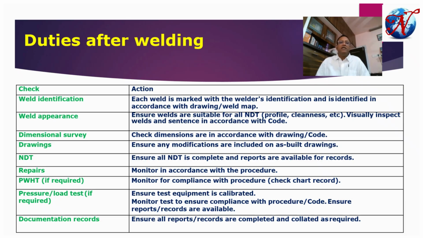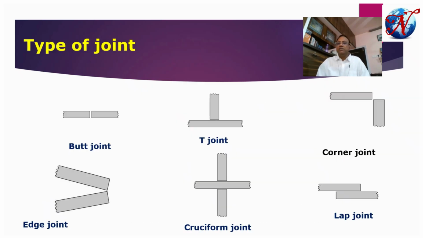PWHT, post-weld heat treatment, if it is required as per the material or thickness, needs to be verified and ensured that it will be done correctly. And after the PWHT, if pressure or load testing is required according to the drawing or requirement, then it needs to be tested and verified. After the completion of all this, whatever documents you have used, like the approved WPS, consumables, ITPs and everything, need to be documented correctly. So these are the duties of the welding inspector during the course of welding.